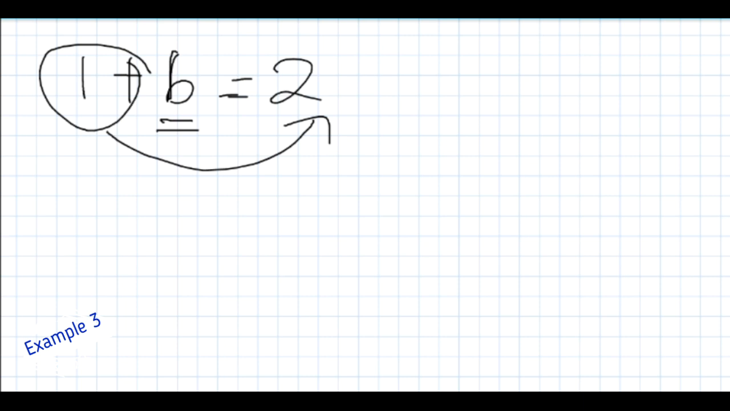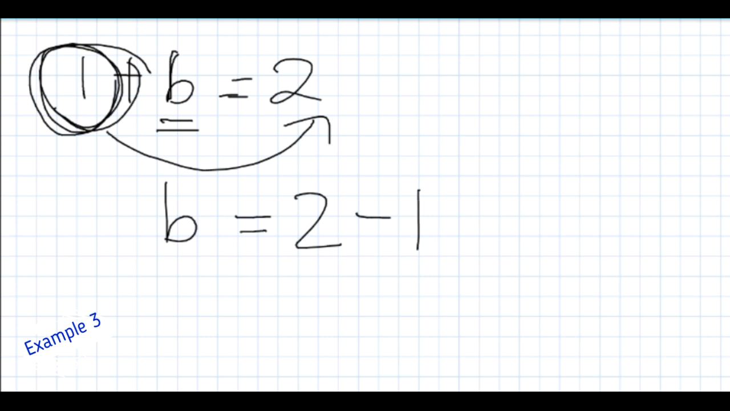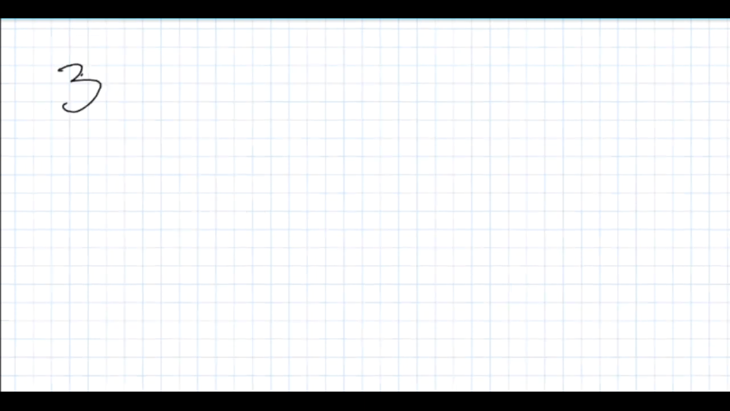Okay, so in this example, the 1, you'd take it to the other side, so you'd be left with b on this side. The 2 is still on the other side. The 1, which was plus 1 on this side, becomes minus 1 on this side. And if you simplify it further on the next line, 2 minus 1 is equal to 1. b is equal to 1, right?